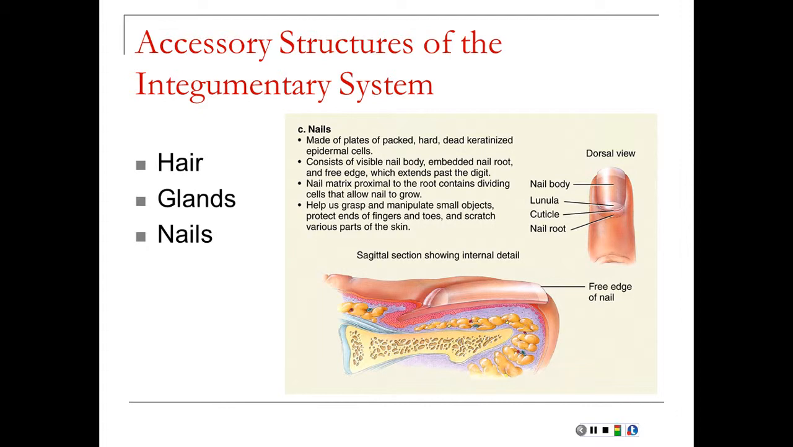There's the free edge, which is the part that you can see if you look at the underside of your hands or the palms of your hands. Some of us that have long fingernails can see the free edge. The nail matrix is down near the bottom of our nail. That's in this general area. That's where the cells are growing from. It's the proximal end of the nail. The whole purpose of a nail is to help grasp and manipulate structures, as well as to protect the ends of our fingers and toes.